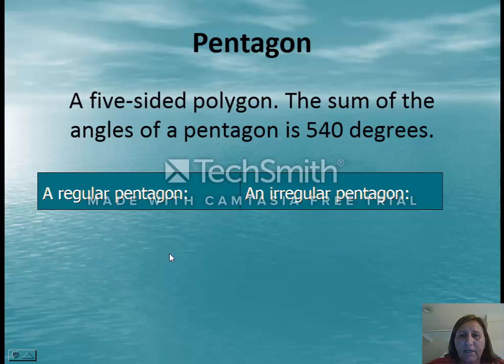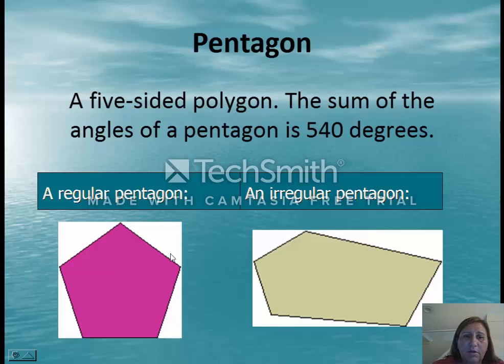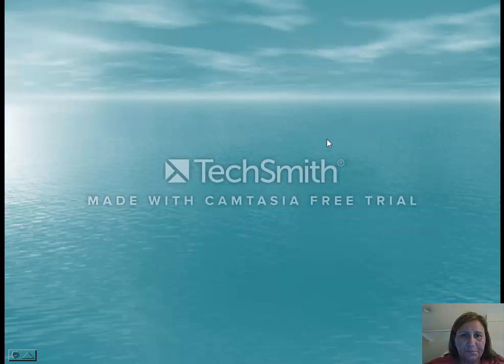We're going to talk about a pentagon now. A pentagon is a five-sided polygon. A pentagon is called regular if all its sides and its angles are the same. A pentagon is called irregular if basically its sides and its angles are not the same. In a pentagon, all the angles add up to 540. How do we find this? N minus 2 times 180. A pentagon is 5-sided, so therefore it's 5 minus 2, which is 3, times 180.